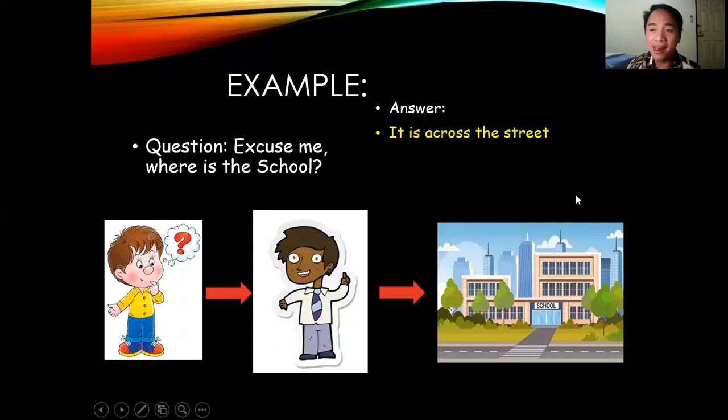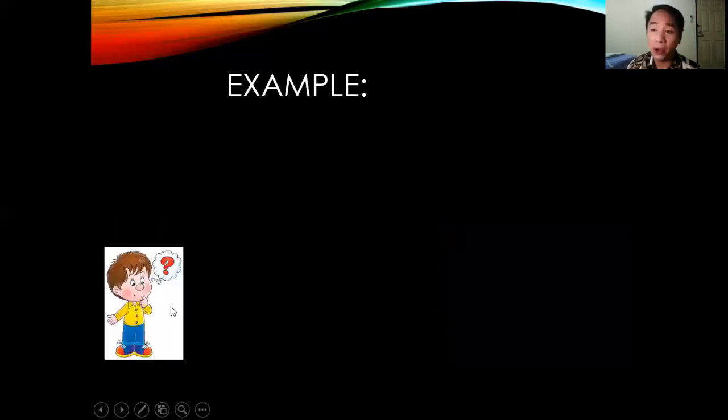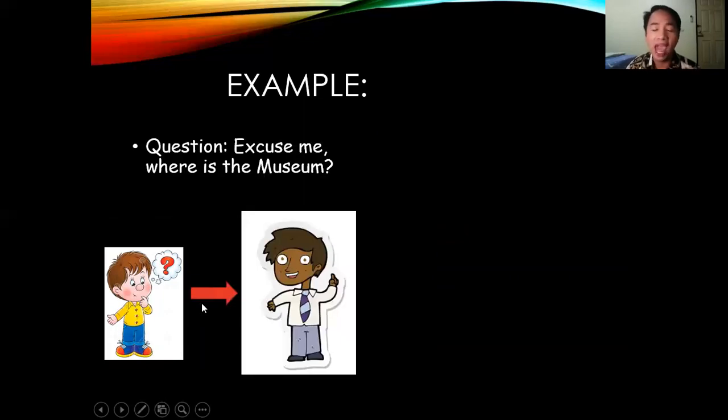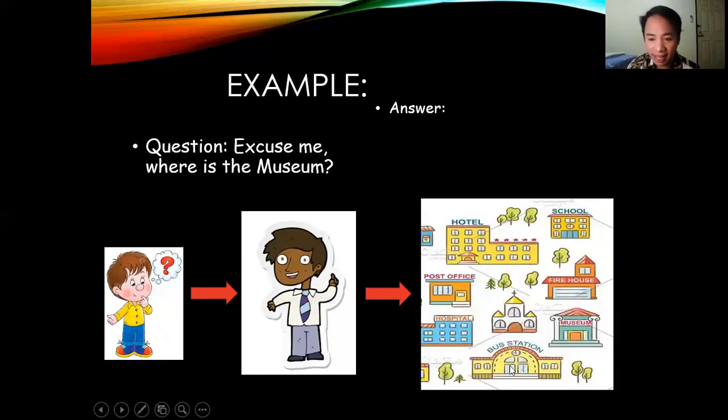Want some more examples? Okay, let's proceed. How about this one? Look at the photo again. So a boy is also asking the person the question, excuse me, where is the museum? So he is asking about the museum. And this is the location of the museum. Okay? This is the museum.